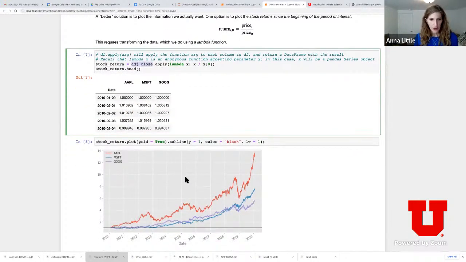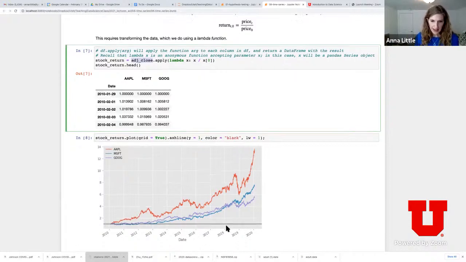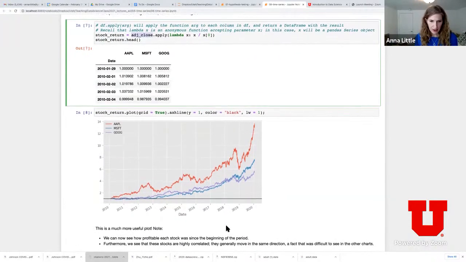Okay, so now let's take a look at what happens if we plot this stock return, and we can also add a little baseline here at 1. So you can see this is the baseline that we're comparing against. And this is a really helpful plot for comparing these 3 stocks. And now everything is on the same scale.